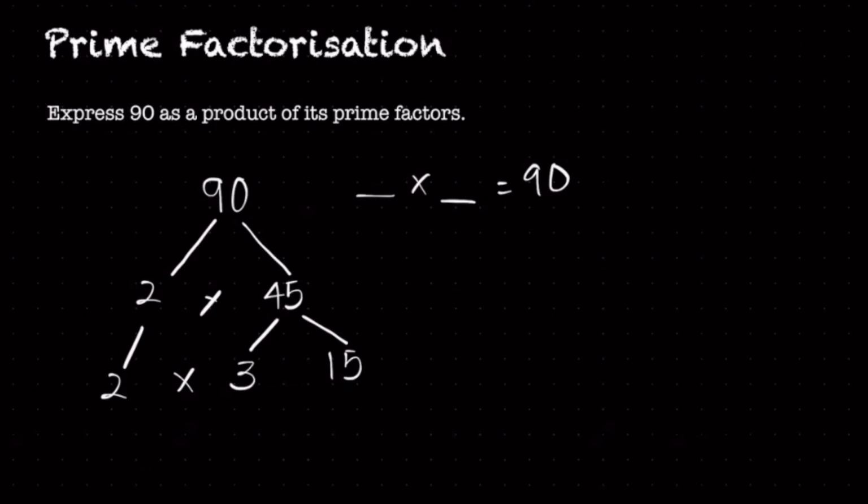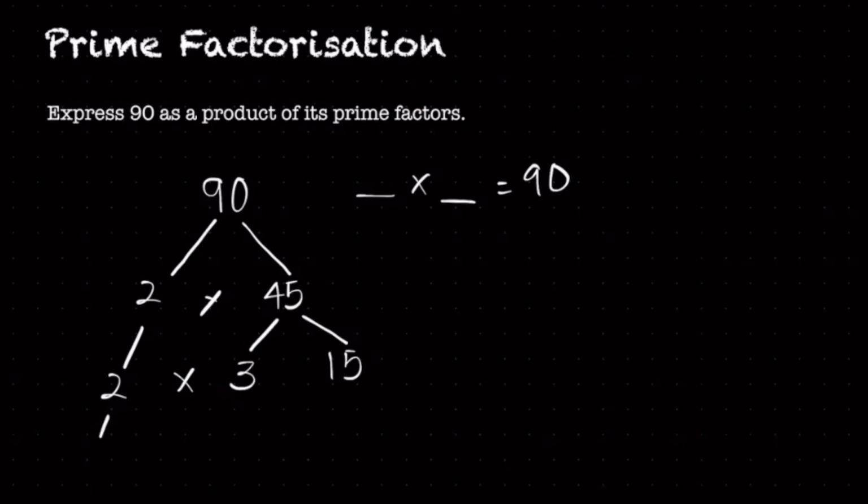Why do I do this? Because 3 is a prime number. So I take out a prime number from 45. So a prime factor from 45 is 3. And the rest goes into 15 right here.